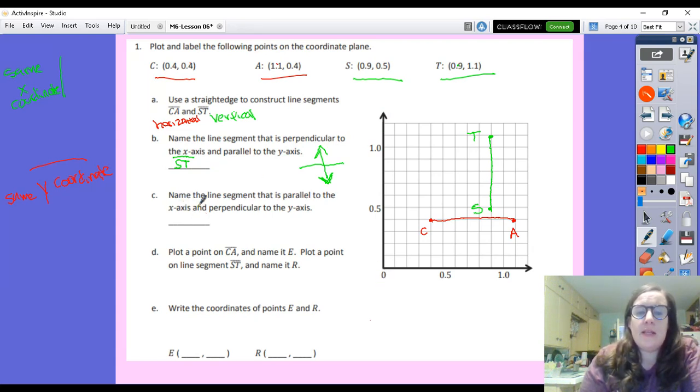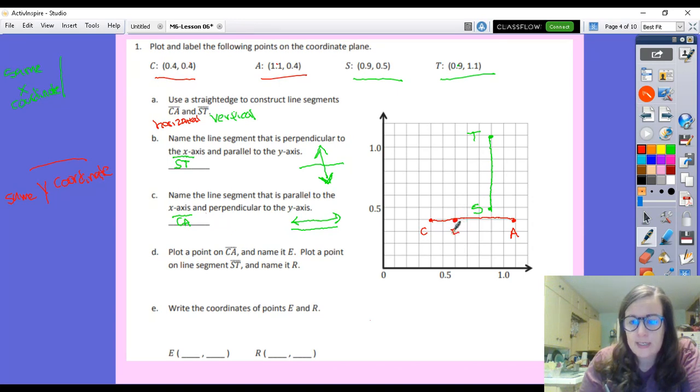Down here, we're naming the line segment that is parallel to the x-axis. So again, my x-axis is traveling this way. We're looking for a line that is parallel. It's also supposed to be perpendicular to the y-axis. My y-axis travels vertically, so that would be a line that we're looking for that is horizontal. And the horizontal line on here is CA. So line segment CA.